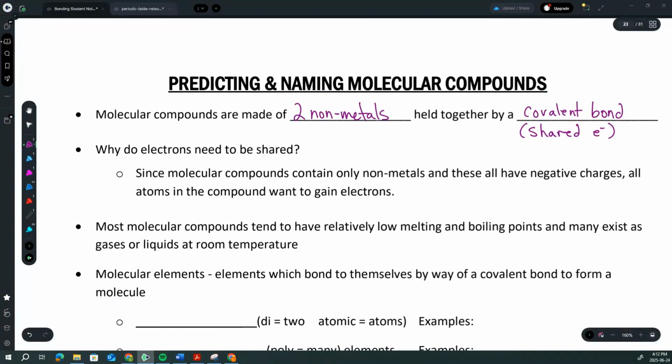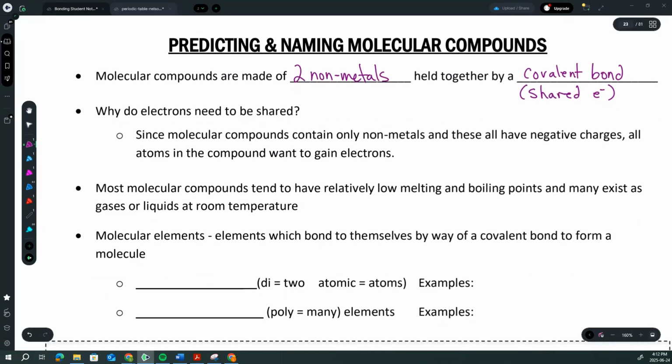Okay, so why do the electrons need to be shared between the two nonmetals? Since molecular compounds contain only nonmetals and these all have negative charges, all the atoms in the compound want to gain electrons. Most molecular compounds tend to have a relatively low melting and boiling point, and many exist as gases or liquids at room temperature. Molecular elements are elements which bond to themselves by way of covalent bond to form a molecule.